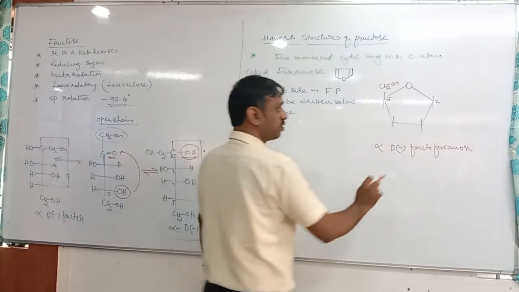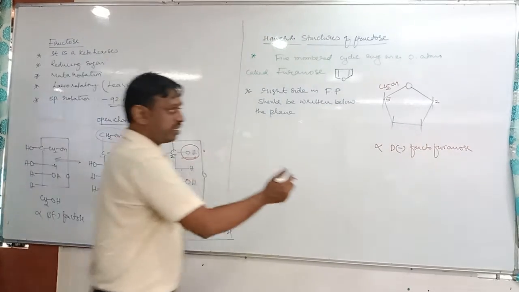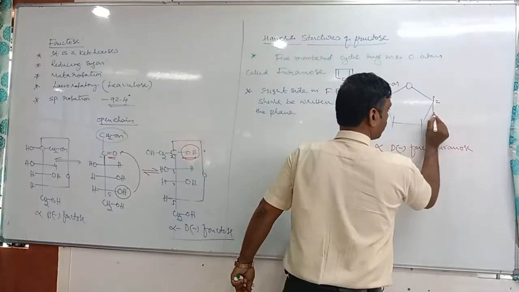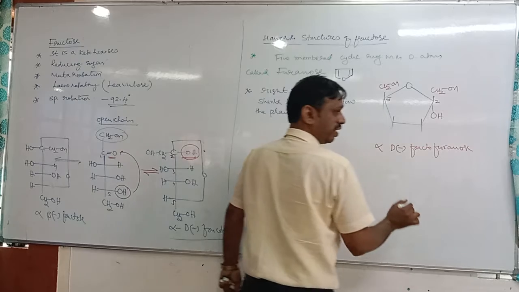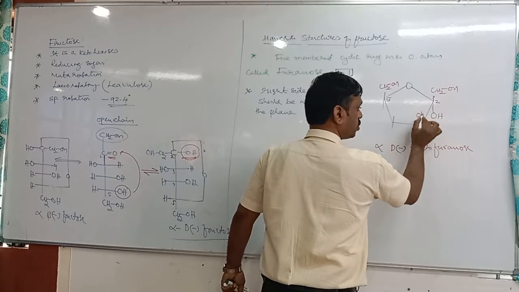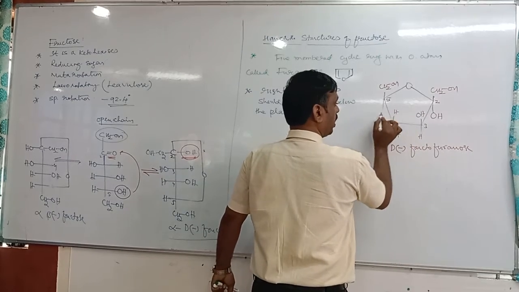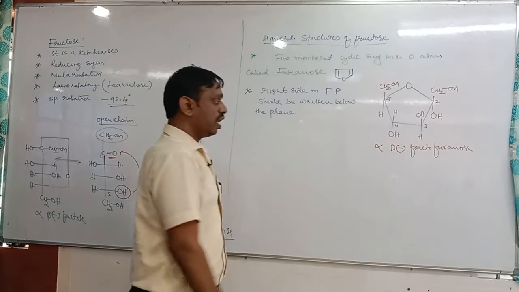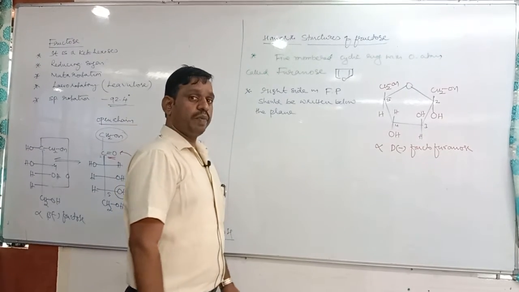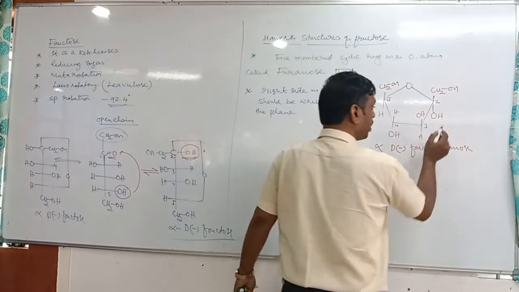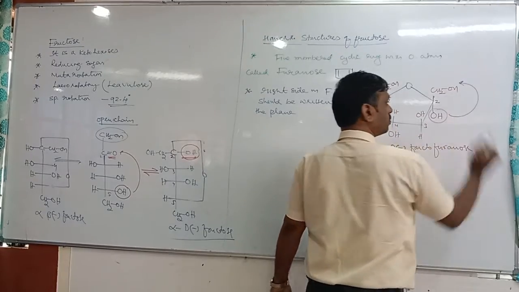In case of alpha, the OH group on the second carbon is on the right side. Since the OH group is on the right side, it should be below the plane. So OH is below the plane, then CH2OH should be above the plane. Third carbon, as usual, OH is above the plane. Fourth carbon, it is below the plane, and fifth carbon H. This is alpha-D-fructofuranose. Then what about beta? Beta can be written by changing the second carbon OH, that is the anomeric OH.